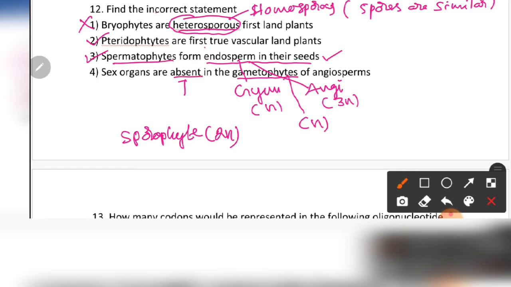Right statement. What is right? Sex organs are present in the sporophyte. So sex organs are absent in the gametophyte, right statement, but sex organs are present in the sporophyte of angiosperm. Okay, this is right. So the wrong option is only the first one, and the question asks for the incorrect one, so our answer will be the first one. We'll go on to the next question.